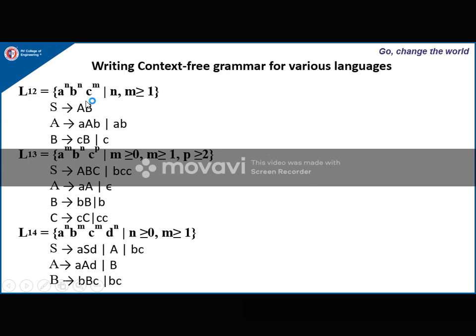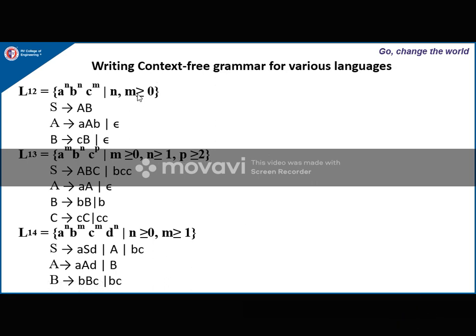Next, a^n b^n c^m, n, m greater than or equal to 1. So again, in the same way, you can go on. Next is m greater than or equal to 0, and here it has to be n.